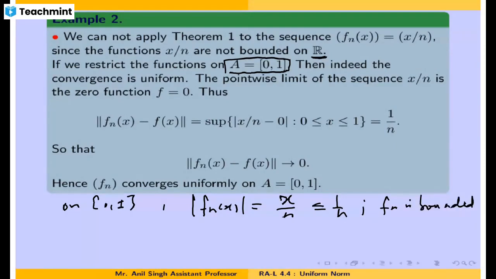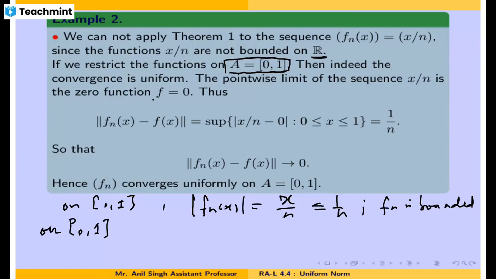on the closed interval [0,1], and so we also know that its pointwise limit is 0, and hence by theorem this sequence must be uniformly convergent on the interval [0,1]. It is not uniformly convergent on whole of R, but it is uniformly convergent on this interval. Now on this interval it is uniformly convergent, because we can apply the theorem, because it's a sequence of bounded functions and it converges pointwise to f.